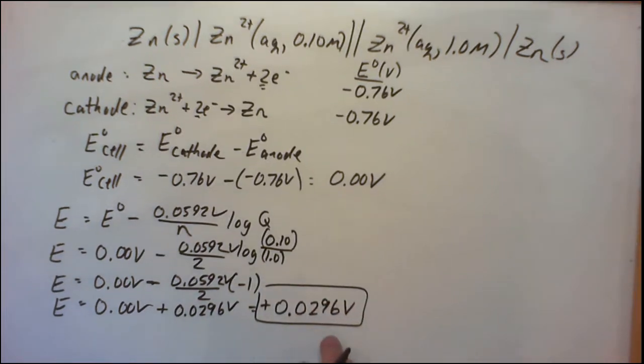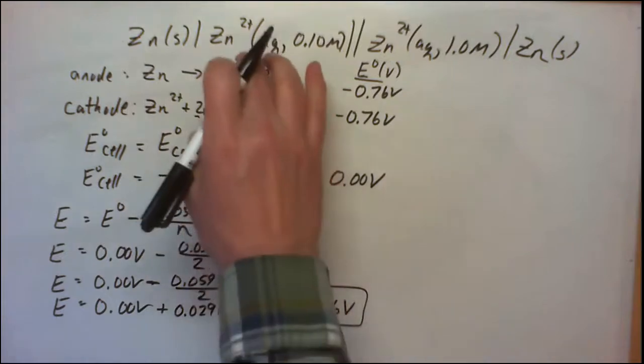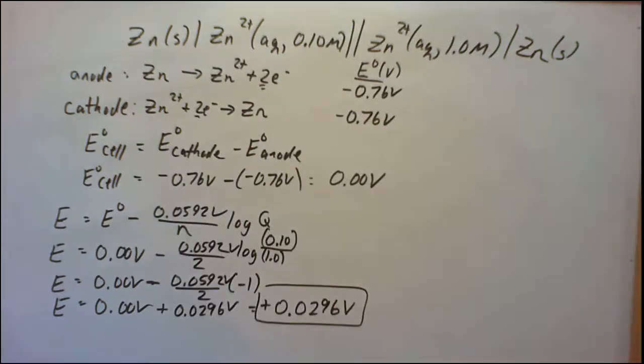So the process is spontaneous, but it has a very, very low overall cell potential. Cell potential that's a little bit less than 30 millivolts. The process does occur, but because the cell potential is fairly low positive, we wouldn't expect very much useful work out of this concentration cell.